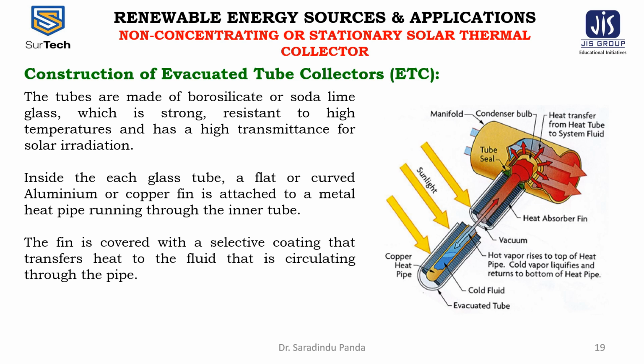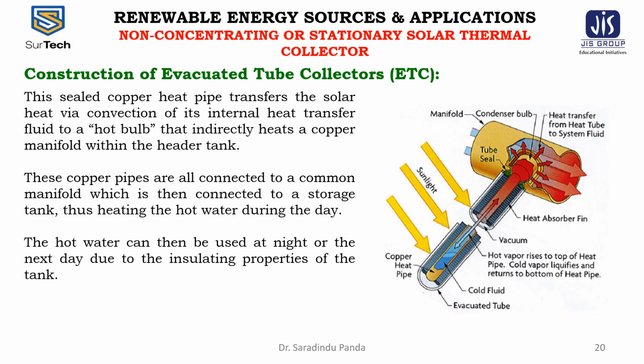Inside each glass tube, a flat or curved aluminium or copper fin is attached to a metal heat pipe running through the inner tube. The fin is covered with a selective coating that transfers heat to the fluid that is circulating through the pipe. This sealed copper heat pipe transfers the solar heat via convection of its internal heat transfer fluid to a hot bulb that indirectly heats a copper manifold within the header tank. These copper pipes are all connected to a common manifold, which is then connected to a storage tank, thus heating the hot water during the day.